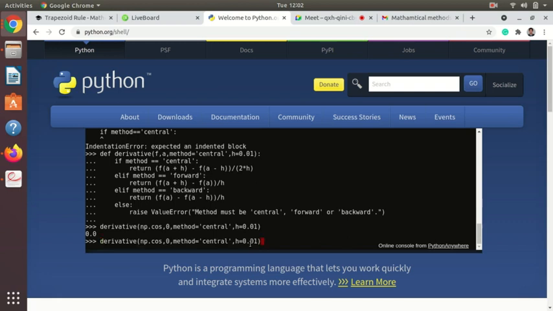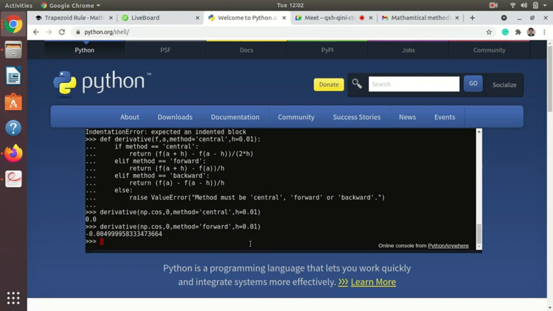Suppose we have to do that with the forward method. We can do it with any method, forward, backward, or central. Basically we use central because it is more accurate. Okay, now you see there is some difference between these two.